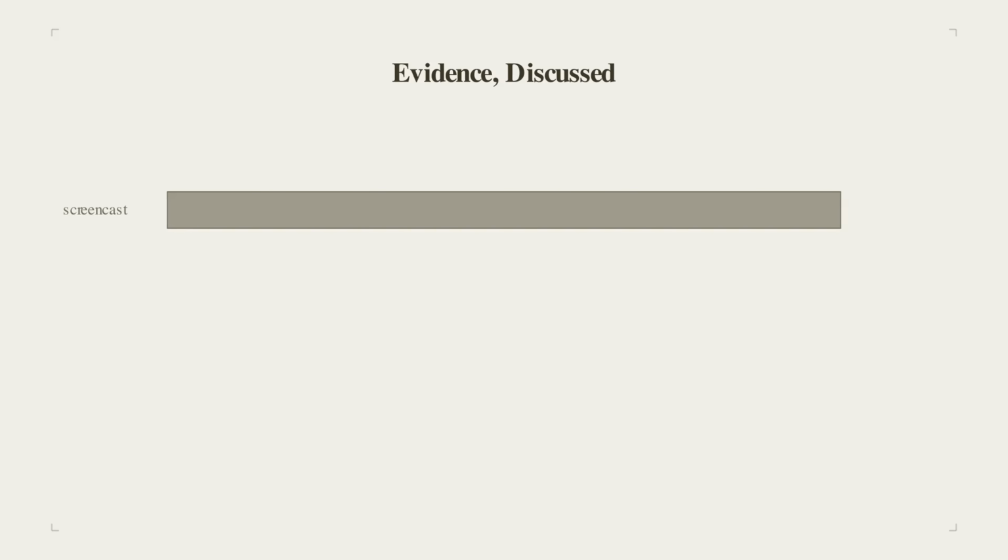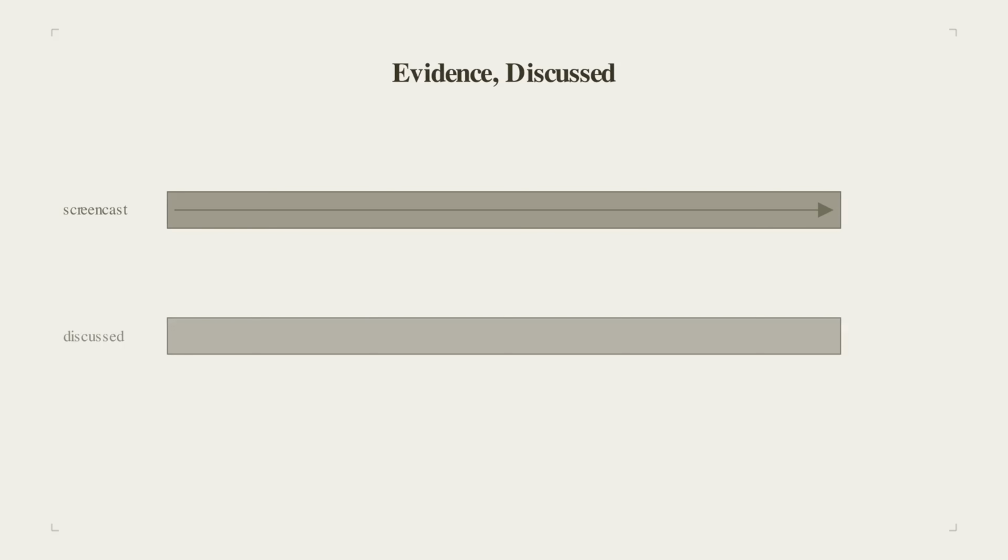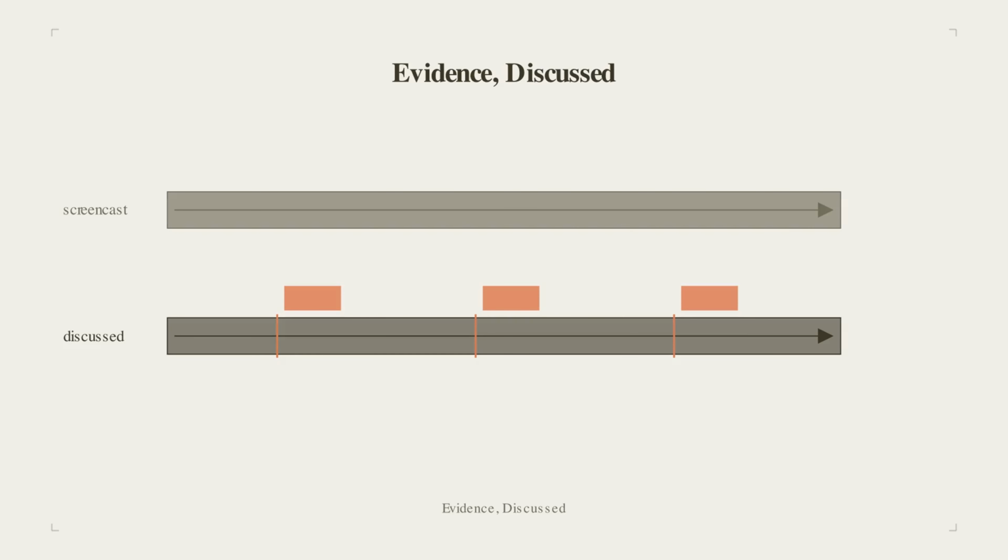Compare two cuts of the same build. Top, code scrolls, output plays, a screencast, nothing you couldn't get by pausing. Bottom, same footage, but every step stops for judgment. Those stops are the difference between evidence and a slideshow of evidence.